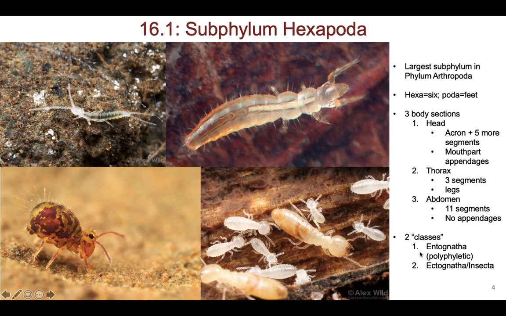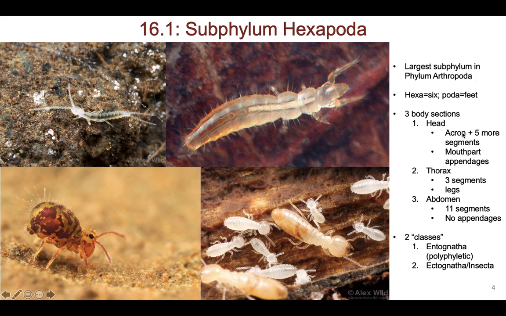Okay, so let's talk about the subphylum Hexapoda as a group. It's the largest subphylum in phylum Arthropoda. The name, hexa means 6, poda means feet, so they all have 6 legs. Most of the animals in the subphylum Hexapoda are in the class Insecta. The rest that are not within the class Insecta are wingless groups that we think are more ancient than the insects. And within this group, they have 3 body sections: the head region, the thorax, and the abdomen.